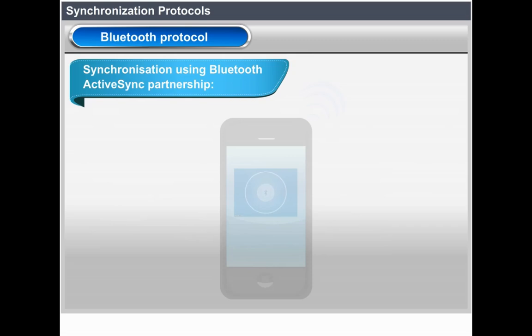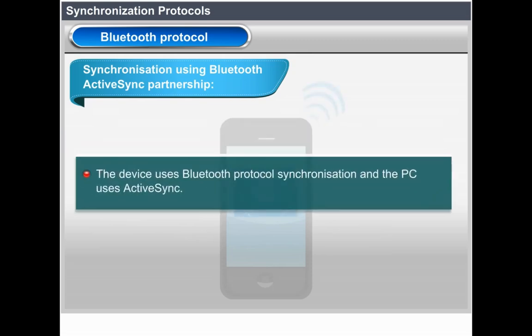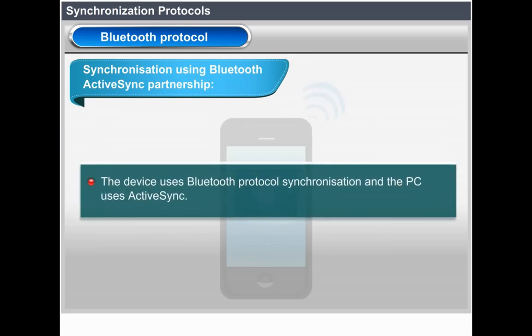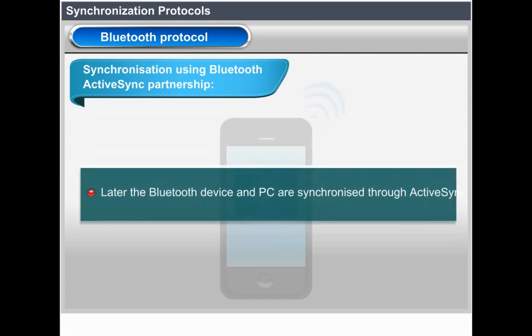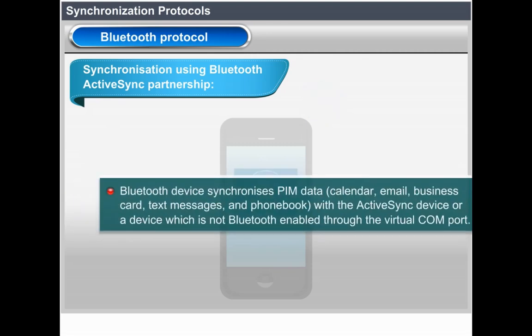Synchronization using Bluetooth Active Sync partnership. In this kind of partnership, the device uses Bluetooth protocol synchronization and the PC uses Active Sync. For establishing the partnership for synchronization, the Bluetooth device port is first configured as a virtual COM port because the connected server for data is not a Bluetooth device but an Active Sync PC port. Later, the Bluetooth device and PC synchronize through Active Sync.